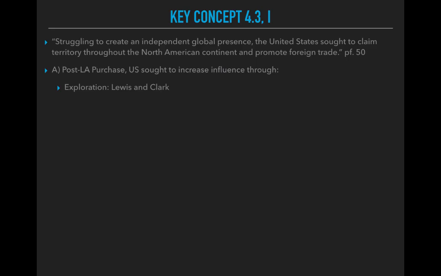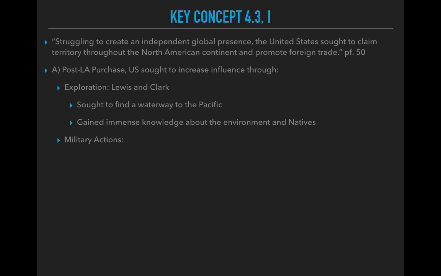Lewis and Clark were aides to Jefferson, and they sought to find a waterway to the Pacific Ocean. Obviously, they never found that, but they did gain immense knowledge about the environment and natives on the land they just purchased from the French. Military actions were another way to increase influence. We have the Aroostook War, which settled the Maine-Canada boundary dispute. So our present-day boundaries between Maine and Canada were established as a result of this in the 1830s.